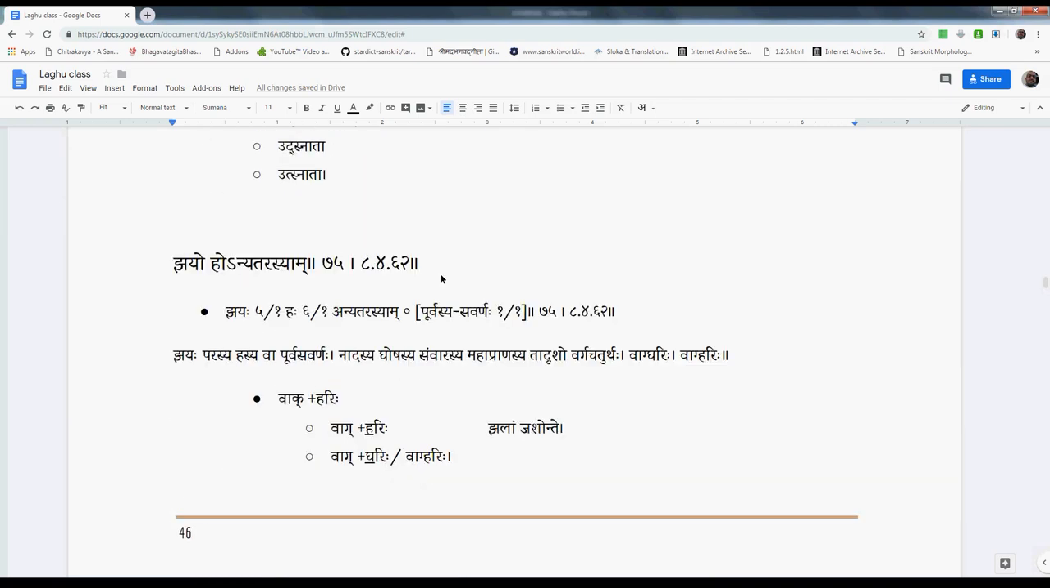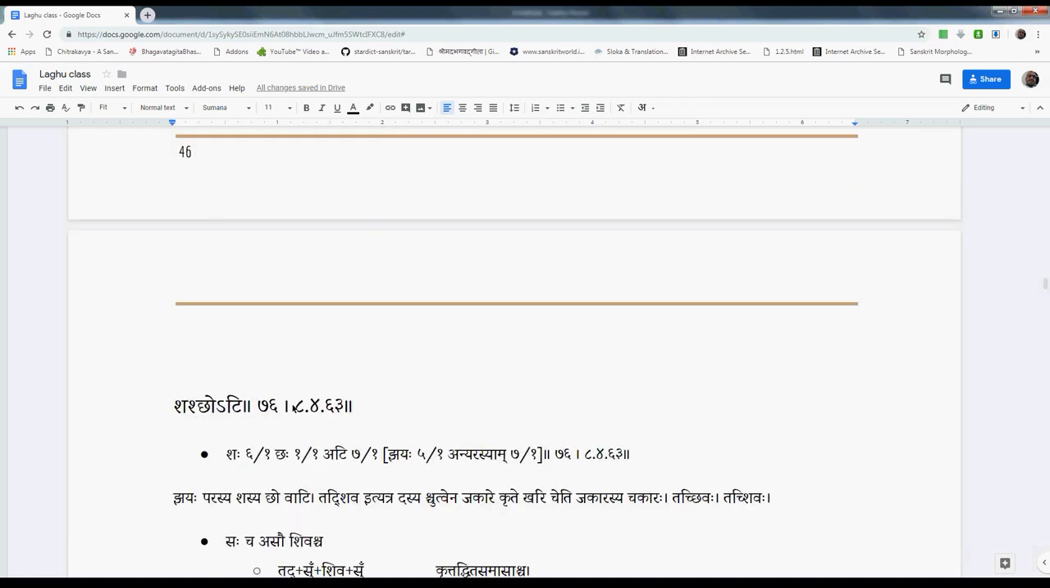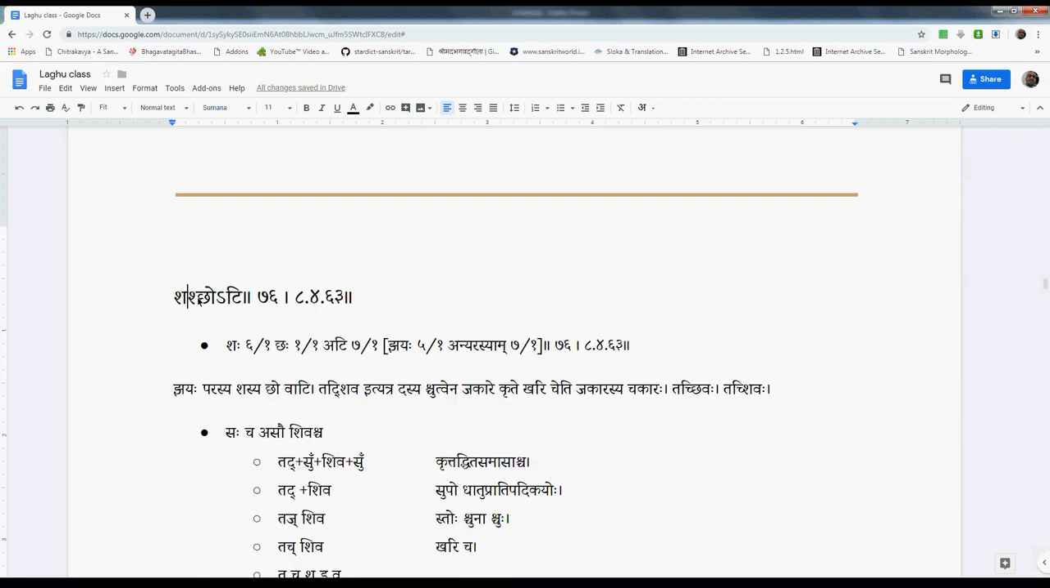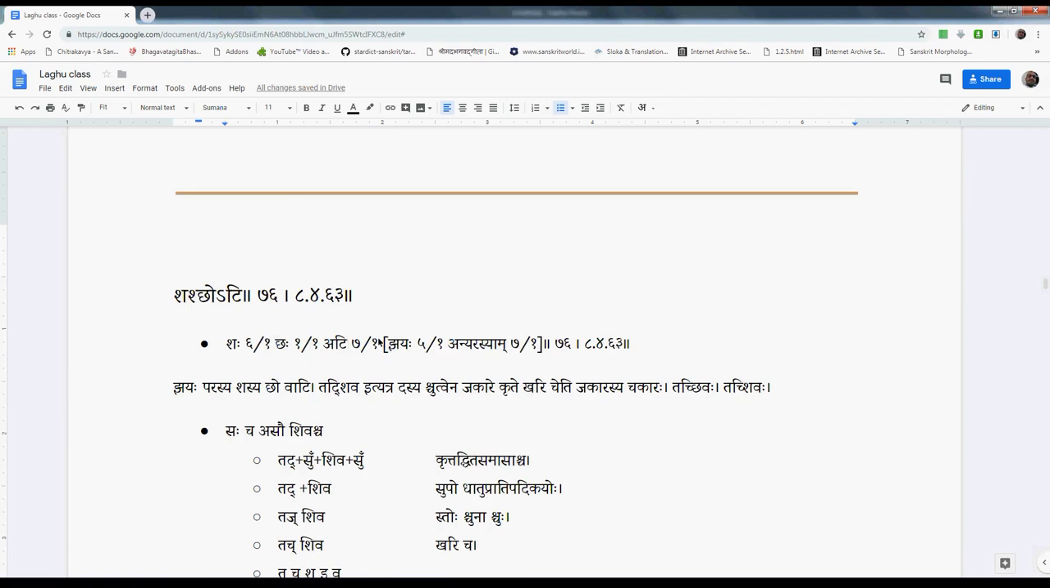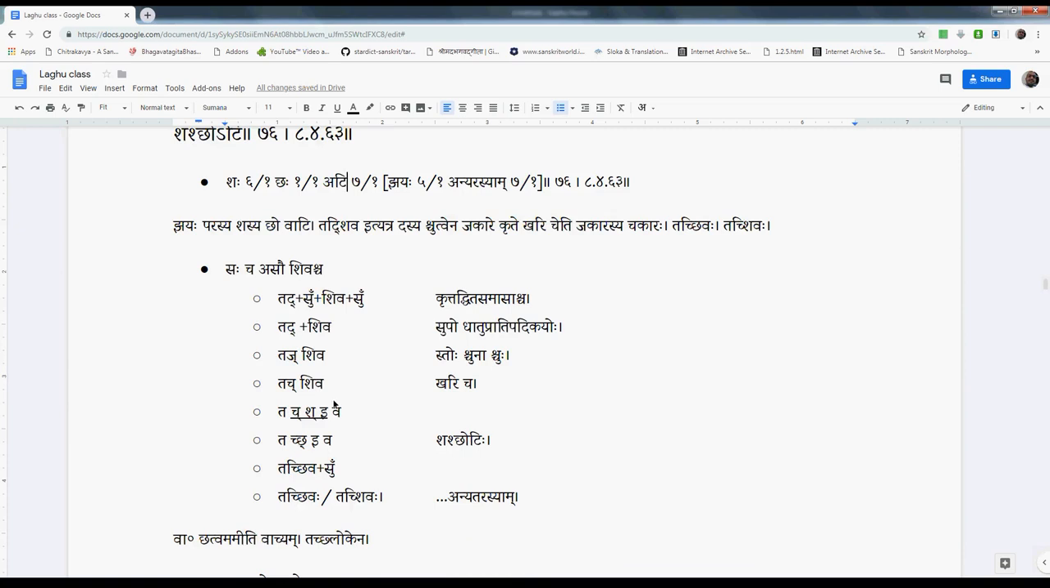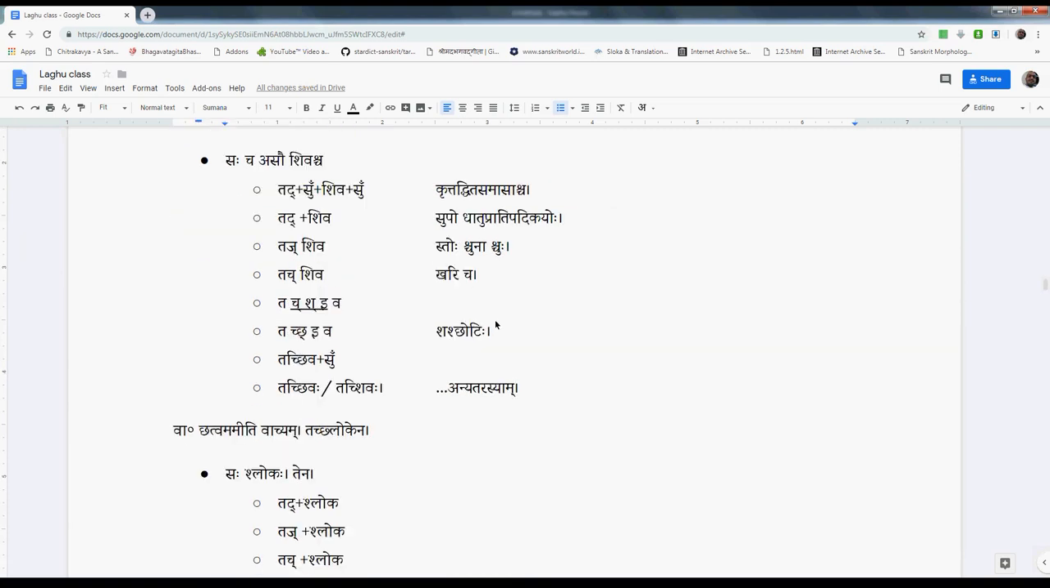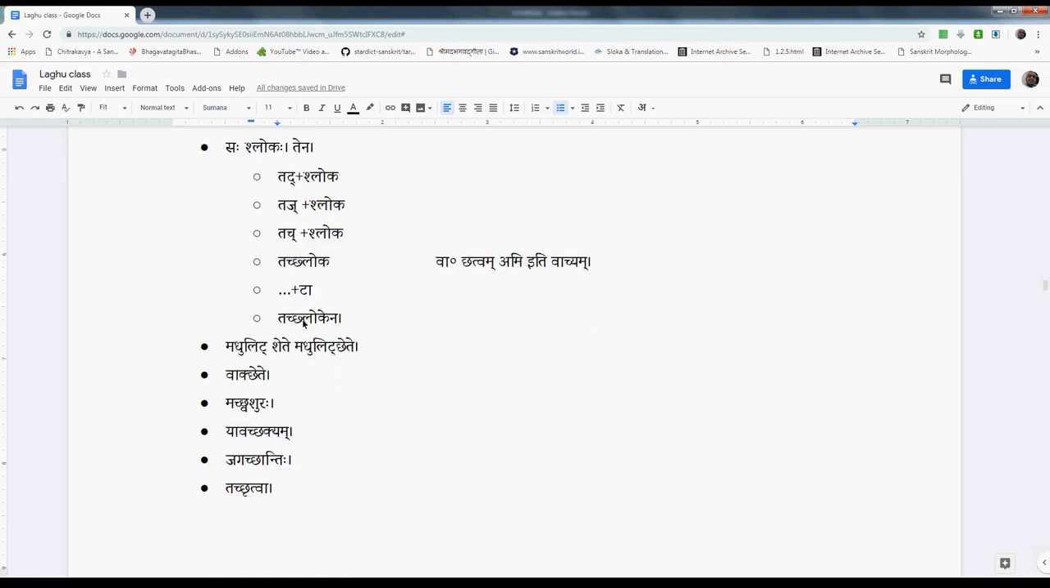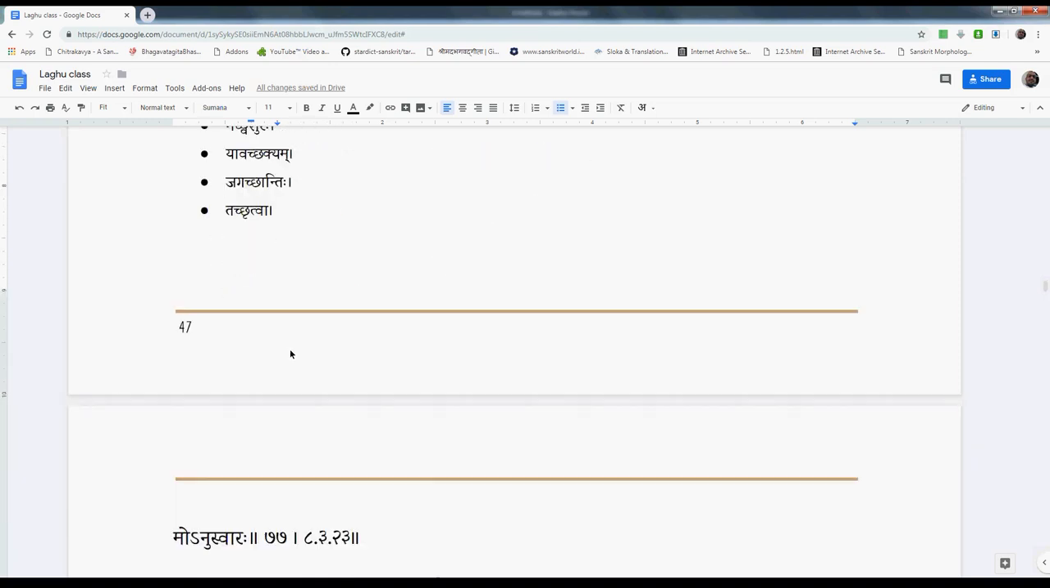Jhayo ho'nyatarasyam. After a jhay letter, hakarasya anyatarasyam. Kim bhavati? Purvasavarna adesha bhavati. So vaakhari, vikla, vikam, vaakhari. Shash choti: chattvam, we saw this. Cha adesha is added there, cha ati pare, and then ami iti vaachyam, there is a vartika. So tat shivah will become what? Tat shivah. Tacchivah: actually you get tugaagama. When this chakara comes, this takara, shtoh shtunaa shtuh and so on will apply and you will get tacchivah. This will apply even in the case of tugaagama, which is going to come later.